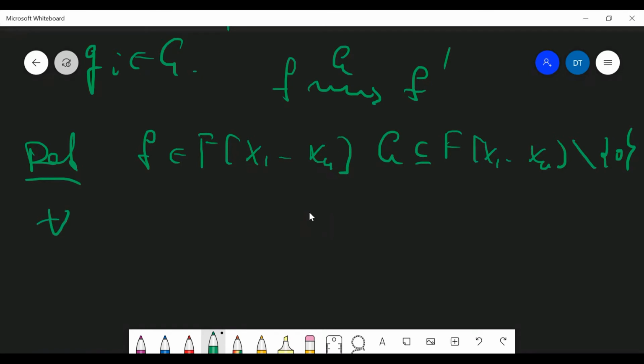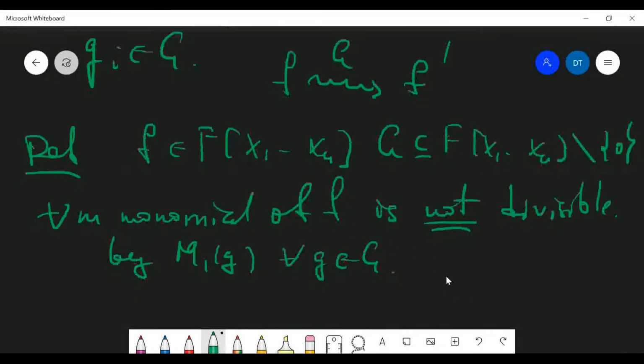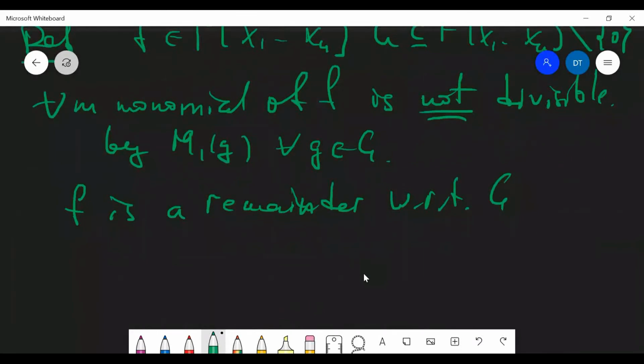So let me repeat. If any monomial of f is not divisible by the leading monomial of g_j for any g_j in G, so you cannot reduce this polynomial even once. In this case, we will say that f is a remainder with respect to G. So you cannot reduce it any further. Okay. So this is very similar to what we have in the case of one variable.